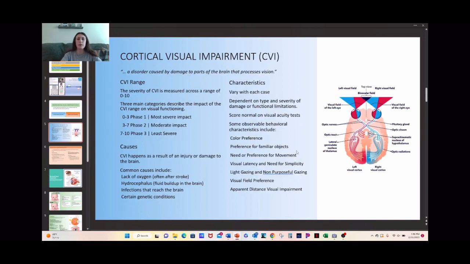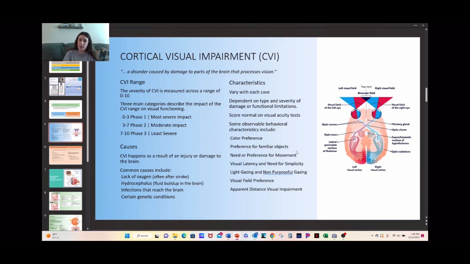So cortical visual impairment, or CVI, is a disorder caused by damage to parts of the brain that process vision. The severity is measured across the CVI range, which starts at phase 1, being the most severe, and extends to phase 3, being the least severe. Causes vary, but the most common are lack of oxygen, often after a stroke, hydrocephalus, which is a buildup of fluid in the brain, and infections that reach the brain, for example, meningitis or rubella. And also certain genetic conditions can cause it.